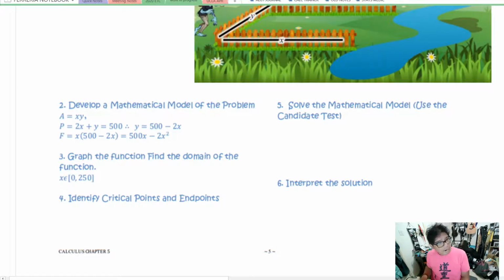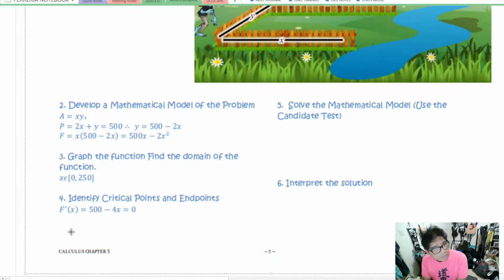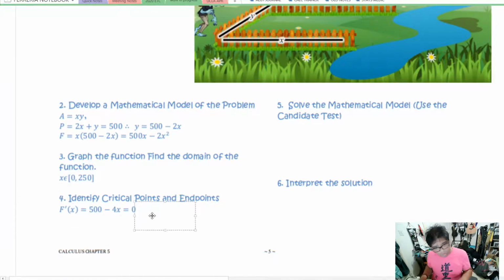Okay. Identify critical points and endpoints. Endpoints, we got that. That's 0 and 250. But what about the critical points? Let's take our derivative. F prime is equal to 500 minus 4x. We want to set that equal to 0. That's a really easy equation to solve. That's just 500 over 4, which, if I'm not mistaken, is 125. So we only get one critical point, 125. Now we're going to use our candidate test.